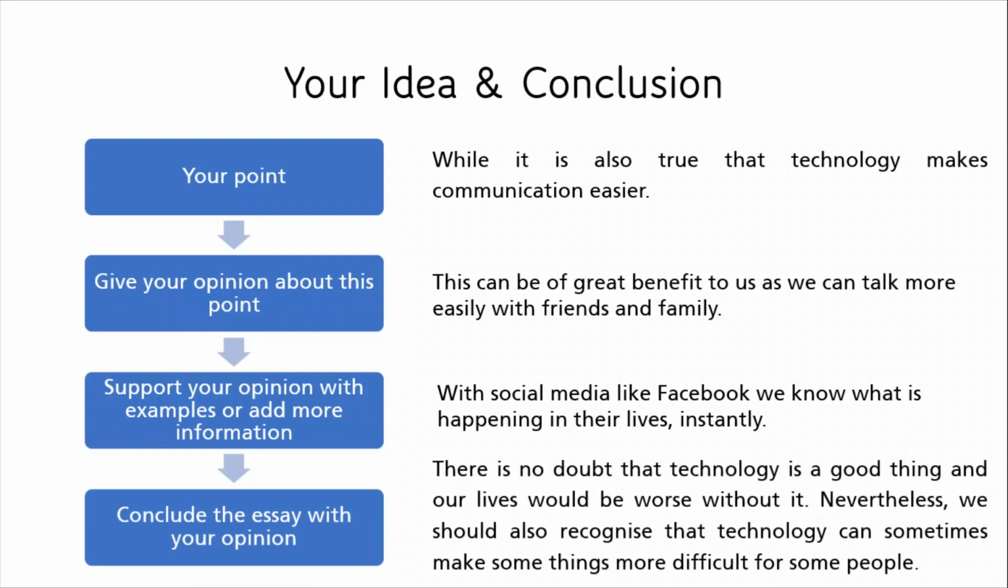Finally, then we come to your idea and what to include. In this case, the writer has decided to talk about communication. So there's a basic opinion first, then the writer gives more opinion about this. First, the writer has written a sentence to suggest that technology makes communication easier. Then they give their opinion about why this is a good thing. They add some extra information and some more examples.